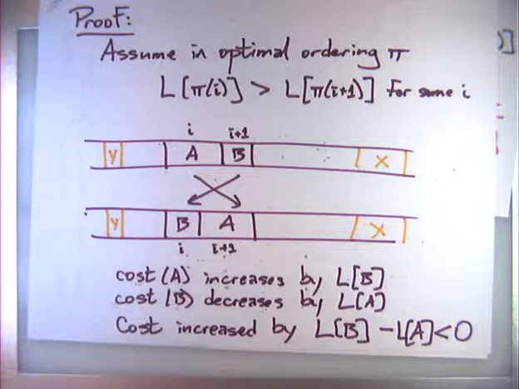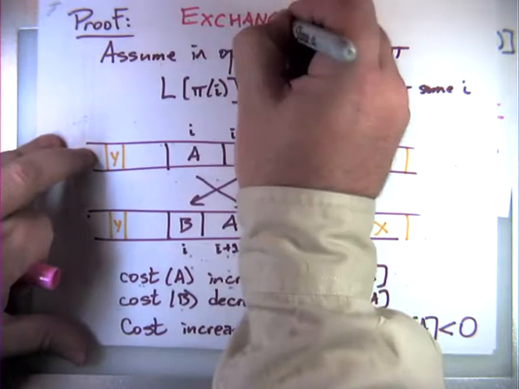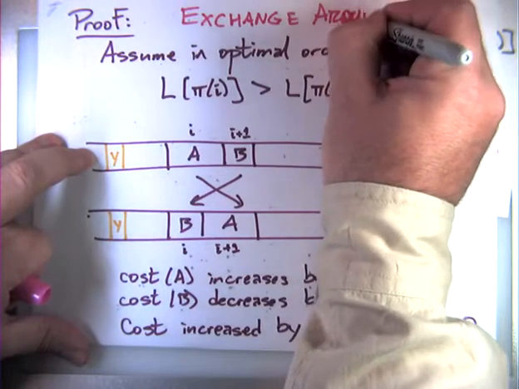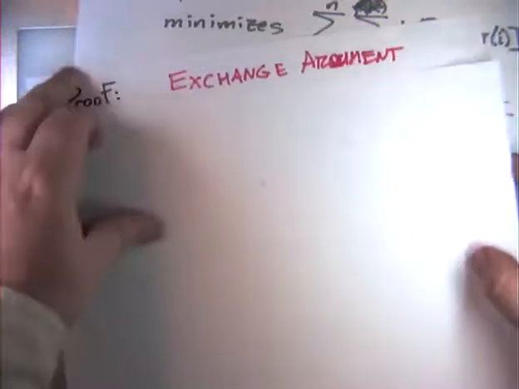So the conclusion from this is if you do anything other than the greedy algorithm, the result that you get can be improved. The only way to get a solution that you cannot improve is by running the greedy algorithm. Okay? This is called an exchange argument.